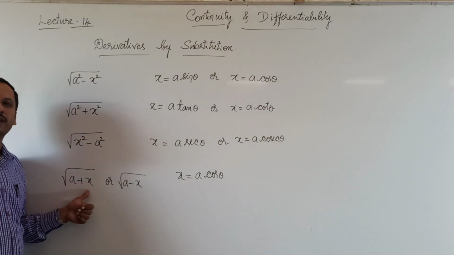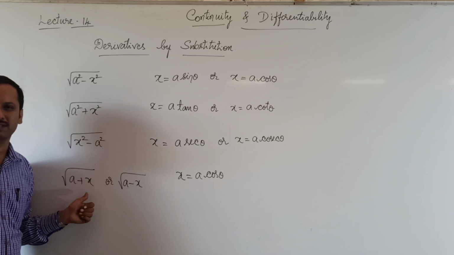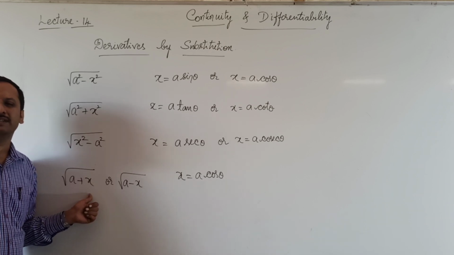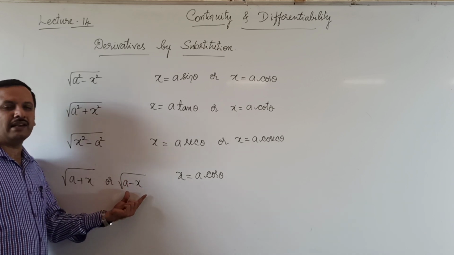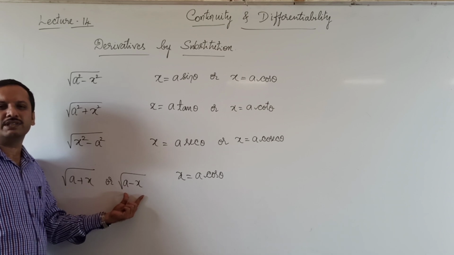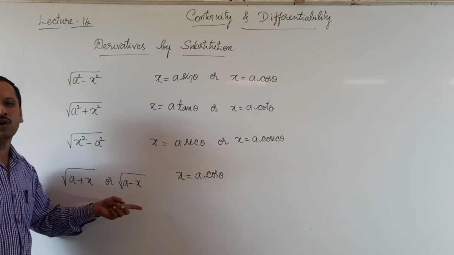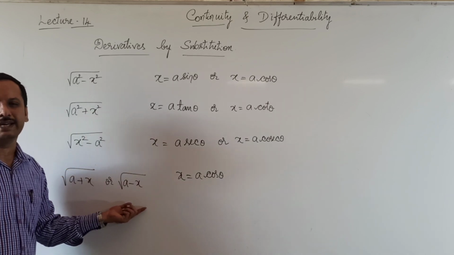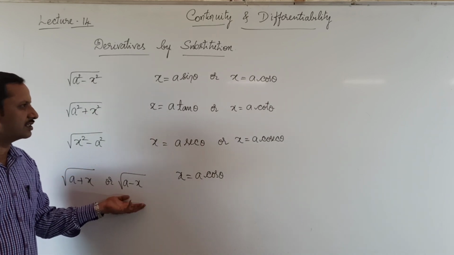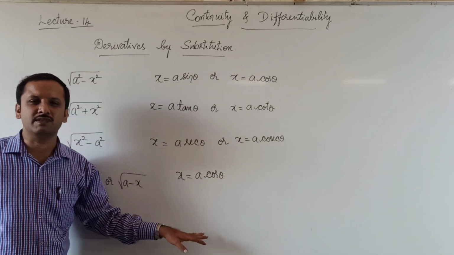Why do we take x equal to a cos theta? If I take a cos theta, then you have a plus a cos theta. Taking a common will give you a into 1 plus cos theta, and 1 plus cos theta is equal to 2 cos square theta by 2. So simplification will be easier. Similarly, here you will get a minus a cos theta, which is a into 1 minus cos theta. 1 minus cos theta is 2 sin square theta by 2. That will give you root of 2a sin square theta by 2, which we can write as root of 2a into sin theta by 2. So that simplification will be easier. Remember this. When we come across these expressions, these are the substitutions that we make.